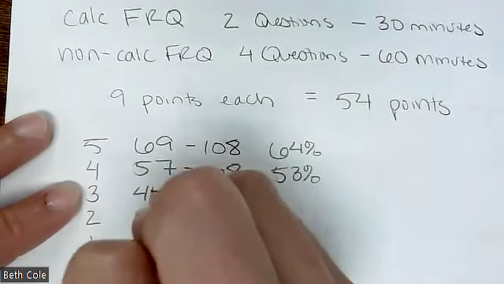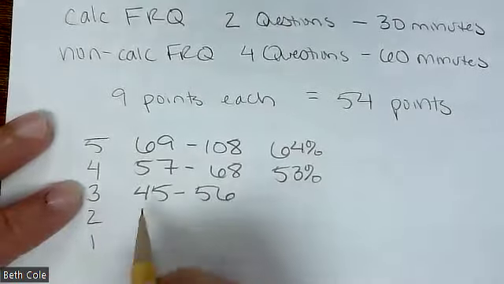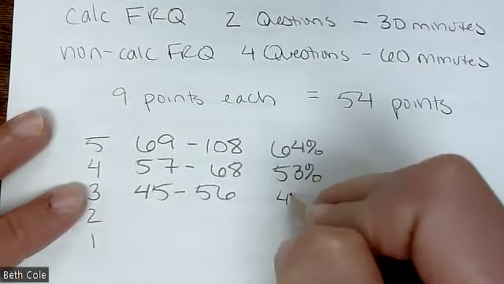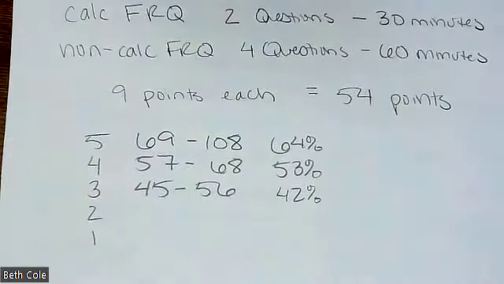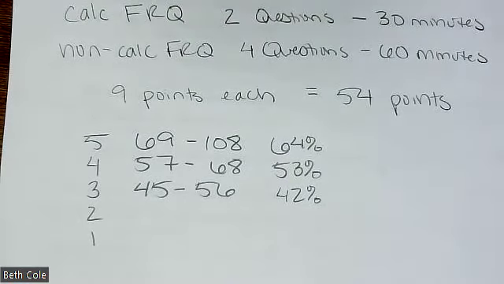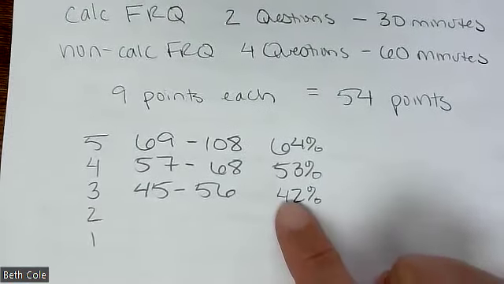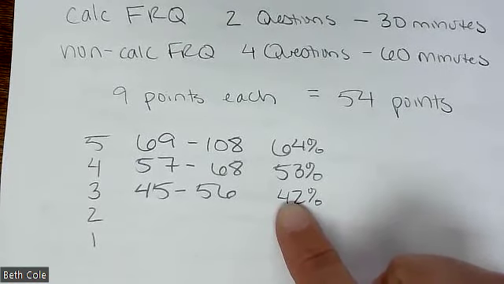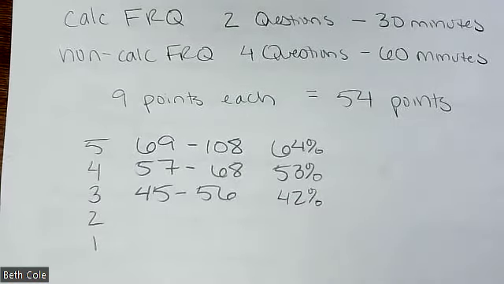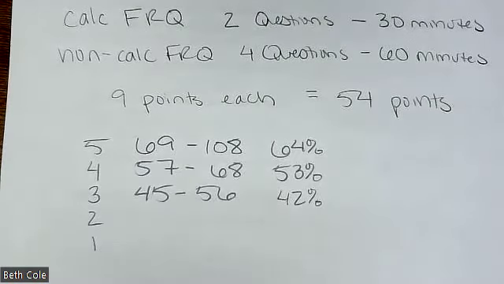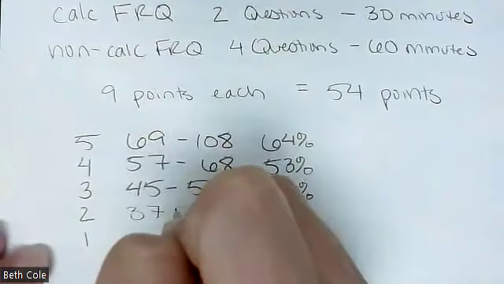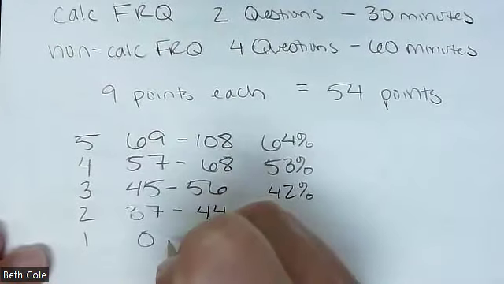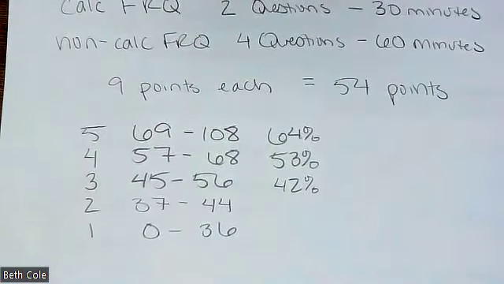A 3 would be between 45 and 56 points. A 45 out of 108 is a 42%. A lot of schools will take a 3. So if you get about a 42 or above percent, a lot of schools will take that. I'm not saying don't try, you got to work for that 42%, but I'm just saying if that calms you down at all. A 2 would be between 37 and 44. A 1 would be between 0 and 36. Nobody usually gets a 1 for me. I do get some people that end up with 2s if it just wasn't your day or whatever, but 3 or above is what we're shooting for.